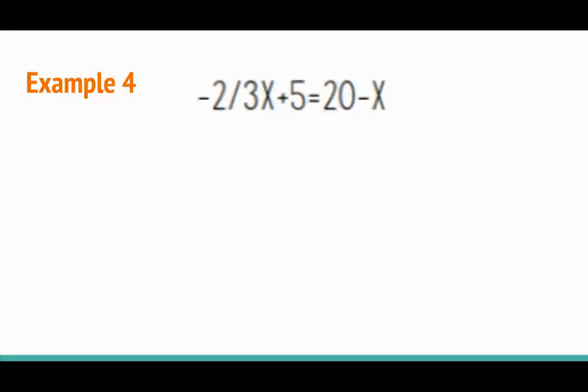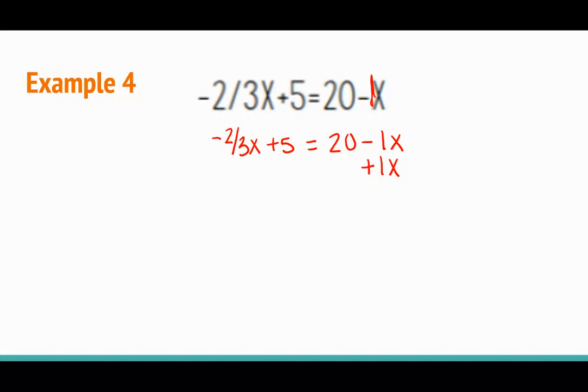All right, last one. We have negative 2/3 x plus 5 equals 20 minus x. Whenever I see an x by itself, I know that there's an invisible 1 right here. So this is really negative 2/3 x plus 5 equals 20 minus 1x. I start on the right-hand side and ask myself, where's the variable? The variable is this negative 1x. The opposite is to add 1x. So plus 1x, plus 1x.